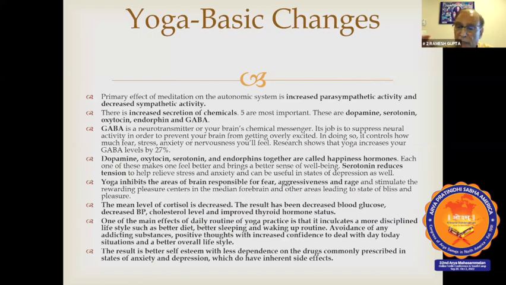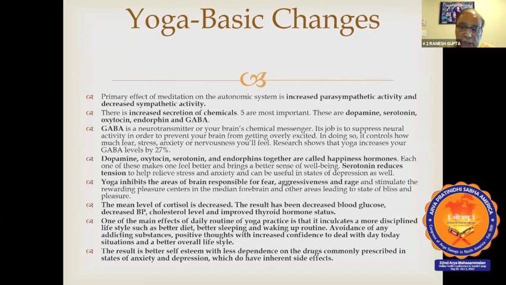Now we have 5 chemicals very important in the practice of yoga: dopamine, serotonin, oxytocin, endorphin, and GABA or gamma amino butyric acid. This GABA, when we give propofol, when we do an endoscopy, it's the pro-GABA. That means it reduces the activity. And with the practice of yoga, it also increases. That means it suppresses the neural activity. So it prevents you from getting very excited.